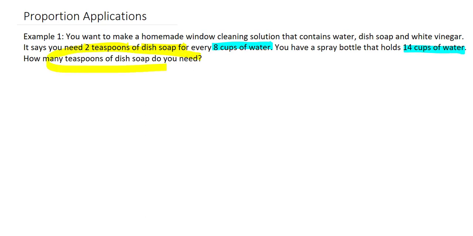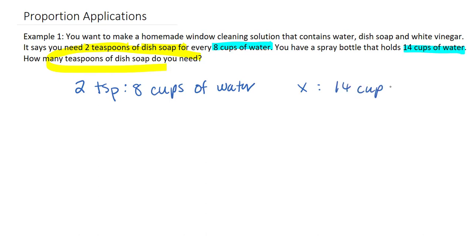So let's go into this. We have 2 teaspoons for every 8 cups of water. Now, if we have 14 cups, we need to find what X is in relationship to 14 cups of water. So this is our ratio, which we can use then as a fraction. We're going to go 2 teaspoons for every 8 cups of water.